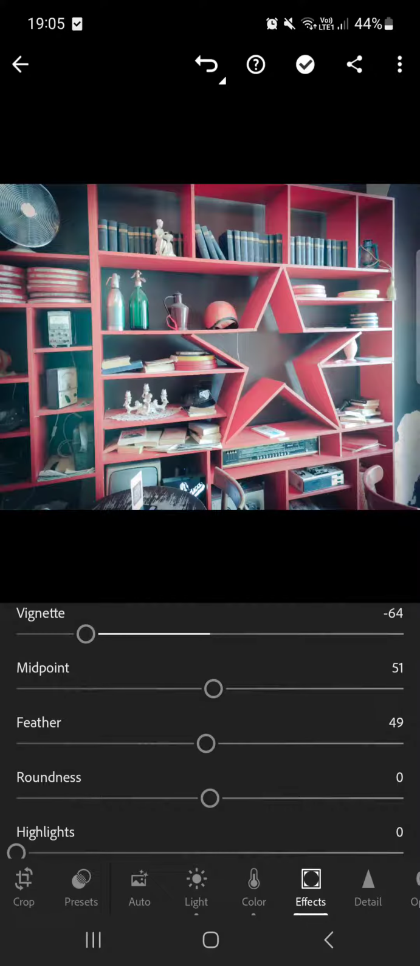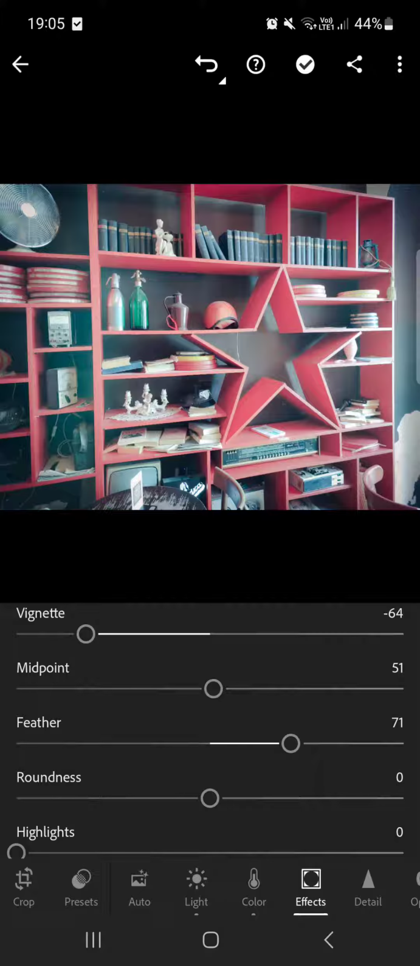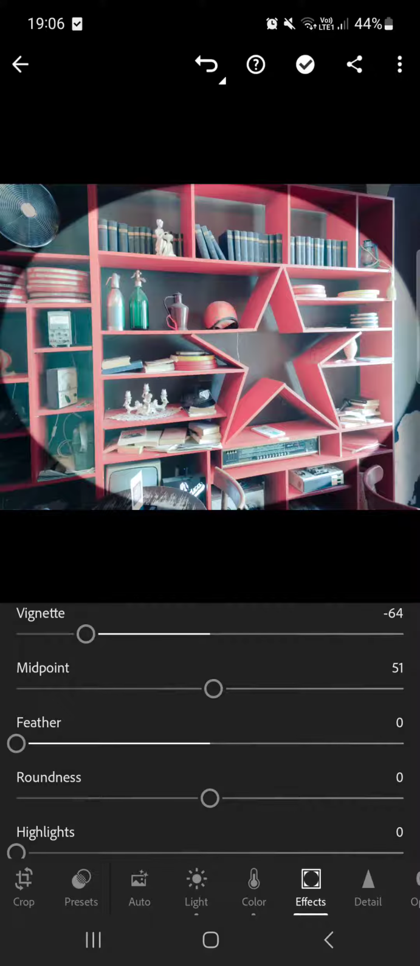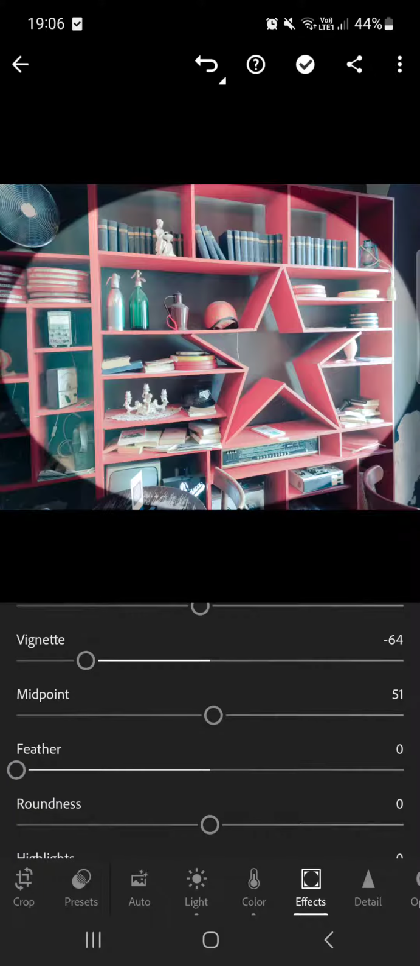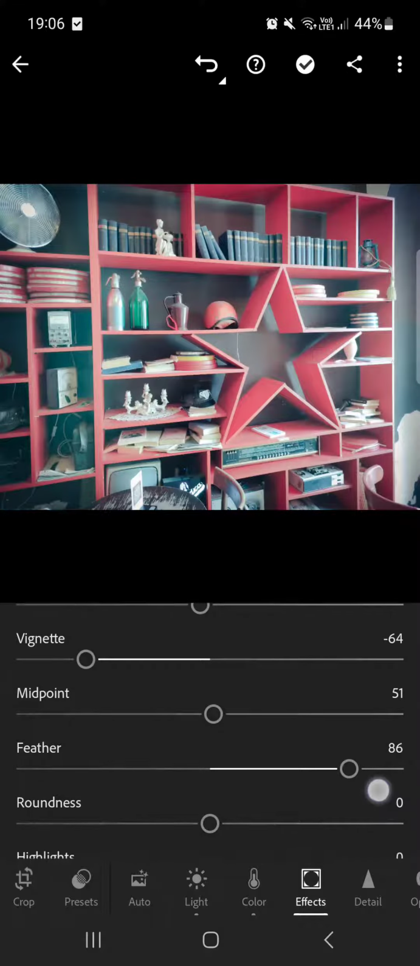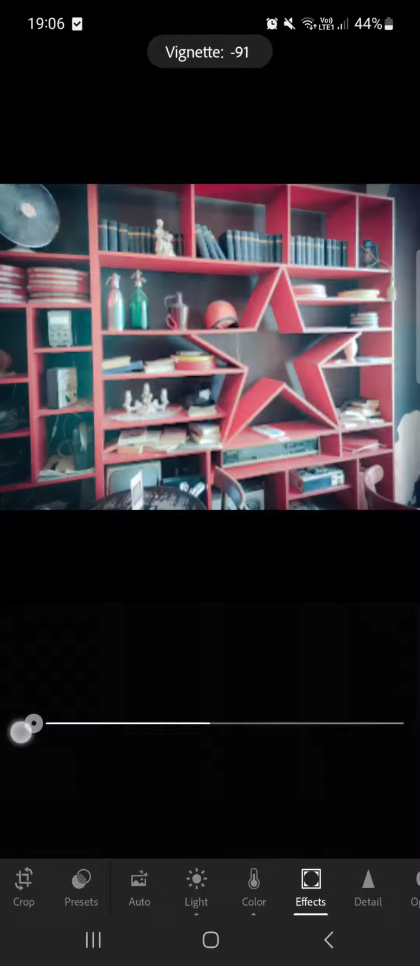can edit the feather. The feather basically means how soft the transition is between the vignetteless parts and then the parts that are affected by vignette. If we slide it completely to the left, then there is going to be a really hard shift between the two. And if we slide it to the right, then there is going to be a very soft shift.